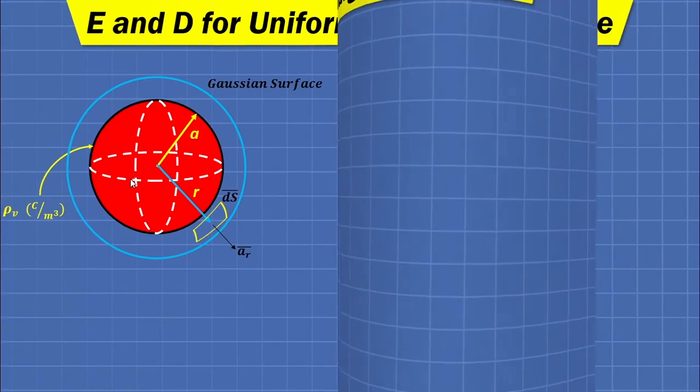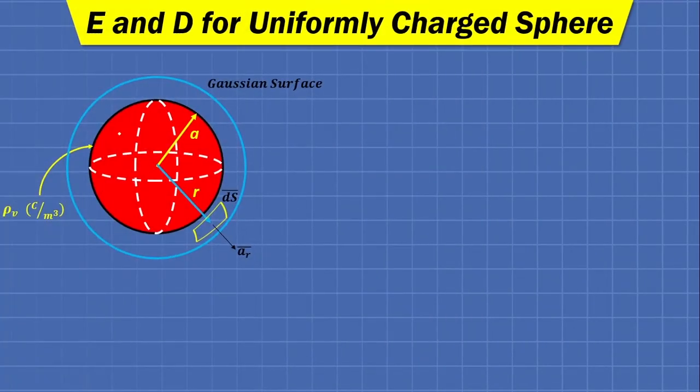And now for the third area of interest, that is inside the sphere. For the space inside the sphere, this Gaussian surface will enclose charge depending on its radius. So if the radius is increased, the amount of charge enclosed will increase, and if the radius is decreased, then the amount of charge enclosed will also decrease.